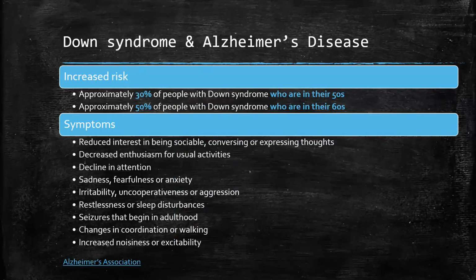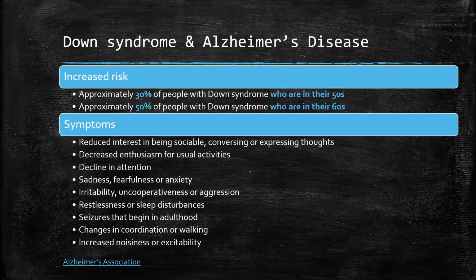And I will say, actually, well, it's linked on here too, but the Alzheimer's Association website has a ton of information and they make it very, very accessible and easy to read. They also have materials that are in Spanish. So I would encourage you to check out their website because they have a lot of resources and a lot of information. The next thing that we'll talk about is Down syndrome and Alzheimer's disease.